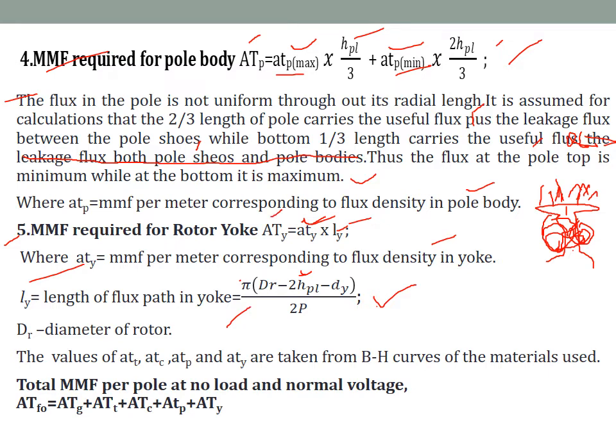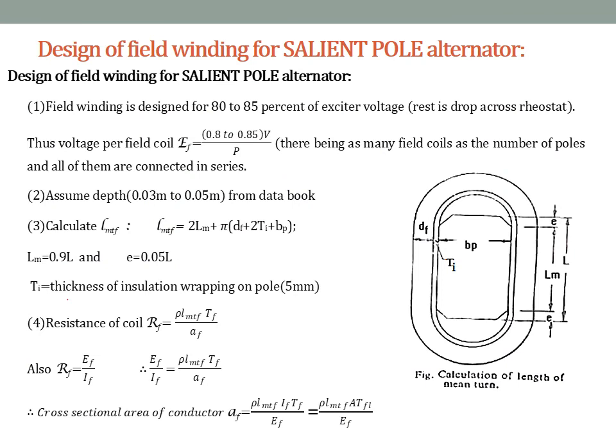Now therefore, total MMF per pole at no load and normal voltage is calculated using this equation. ATF0 is equal to ATG plus ATT plus ATC plus ATP plus ATY. Now resistance of the coil, RF is equal to rho LMTF by AF.